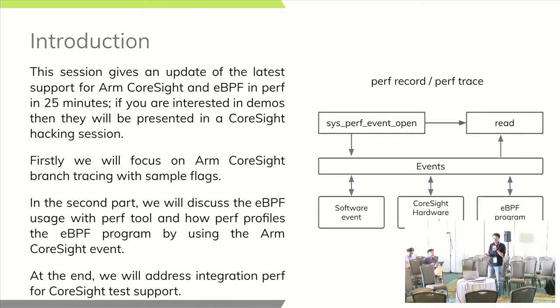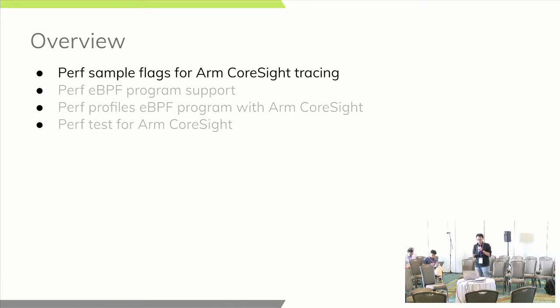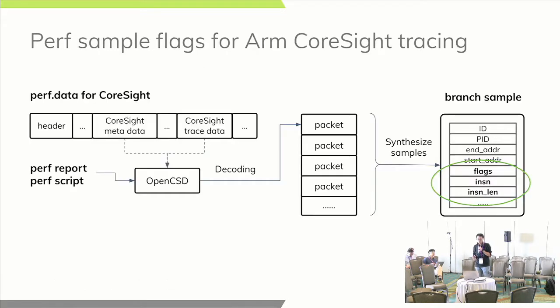The first part mainly focuses on Arm CoreSight branch tracing with sample flags. The second part is mainly about eBPF and how to use CoreSight to trace eBPF programs with the Perf tool. The third part is about how to integrate Perf for the CoreSight test. So the first part is the Perf sample flags for Arm CoreSight tracing.